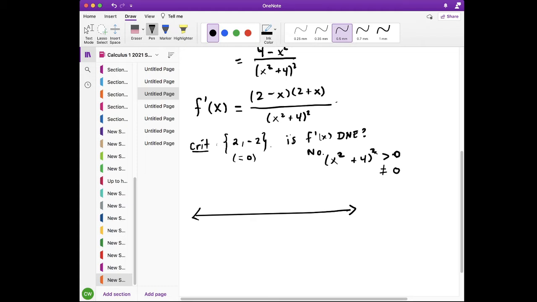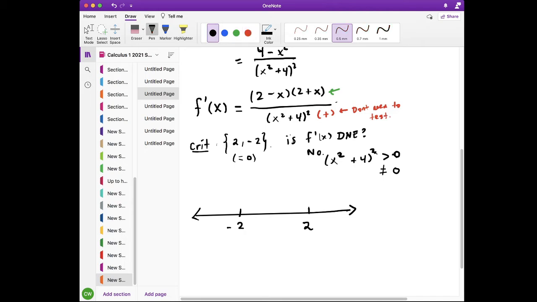Okay, by the way, the denominator is always positive, right? So when we do our test values, we don't really care about the denominator. Do you see why? All we really need to do is plug things into the numerator. Right? Because no matter what you plug in, it's always going to be positive, so why bother?